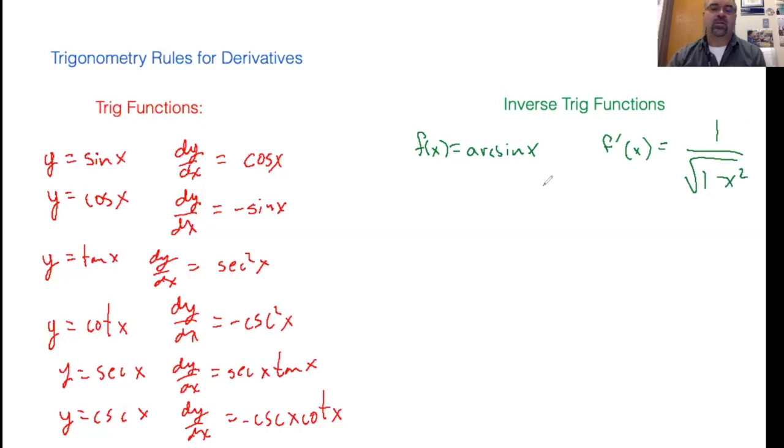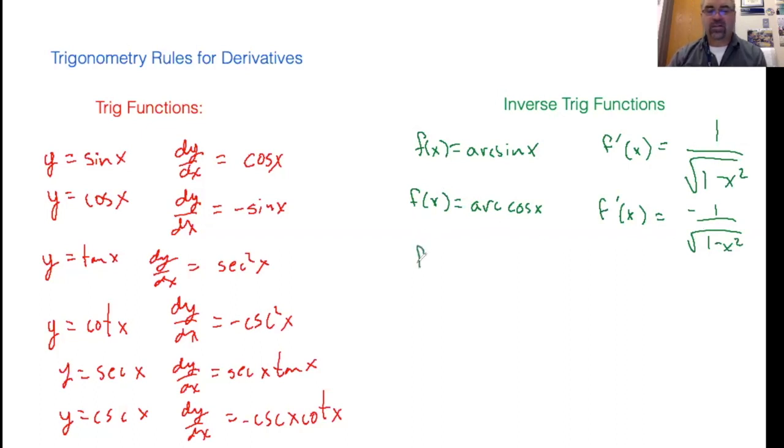If f of x is the arc cosine of x, well, the nice thing is the pattern continues. The co-ones are all negative. So, you got that going for you.